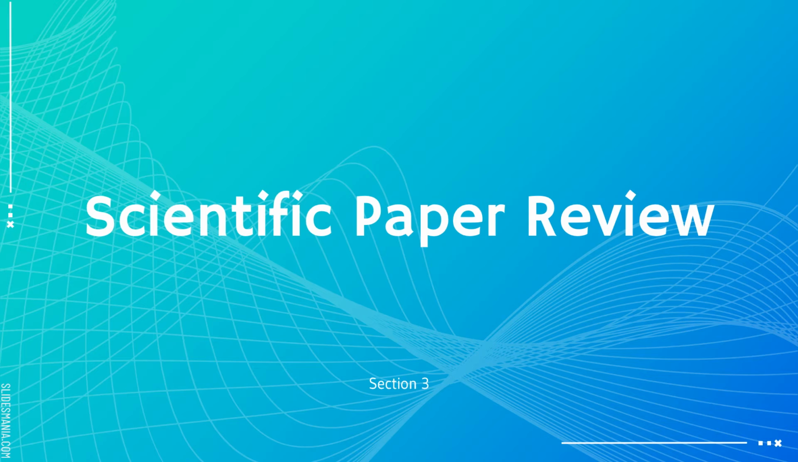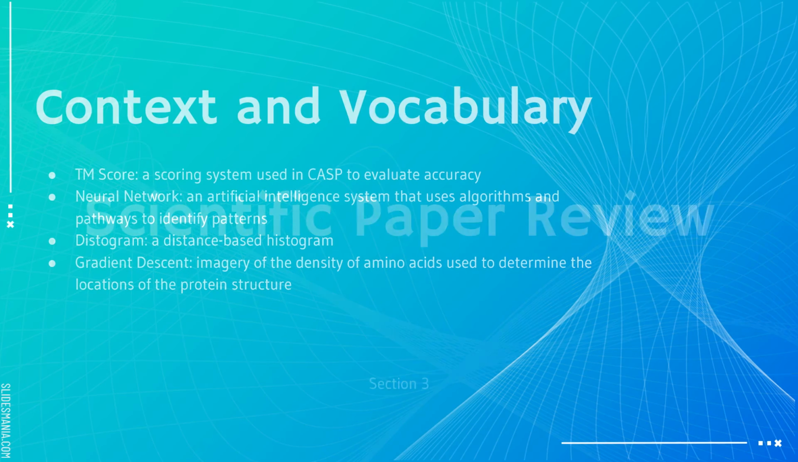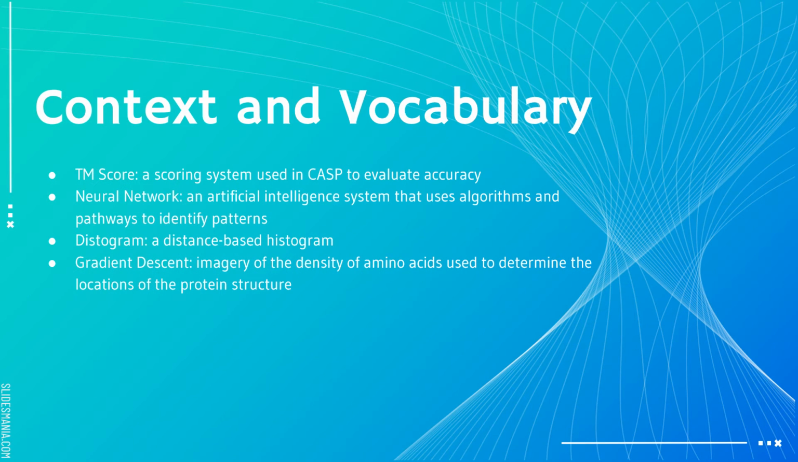Now we'll go over the paper itself. Before moving on and summarizing the paper, there are several terms and things that need to be discussed for future clarity. First is the TM score. A TM score is a scoring system used in CASP to evaluate accuracy with increasing values between 0 and 1. A neural network is an AI system that incorporates algorithms and predictions to identify and use patterns. A diagram is used in this paper and is essentially a histogram that uses distance.